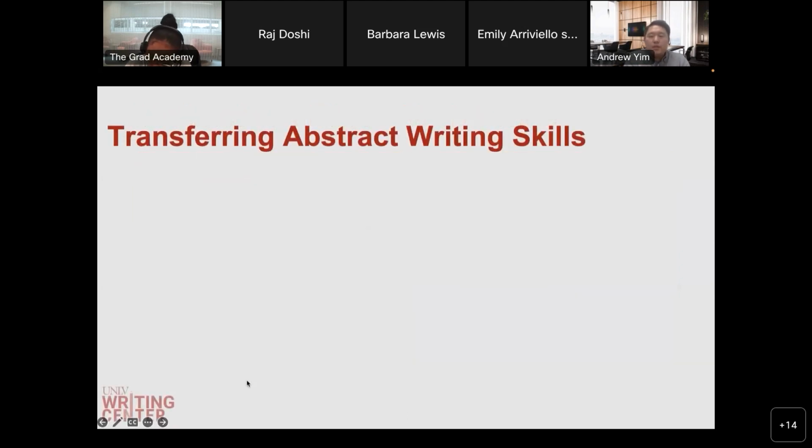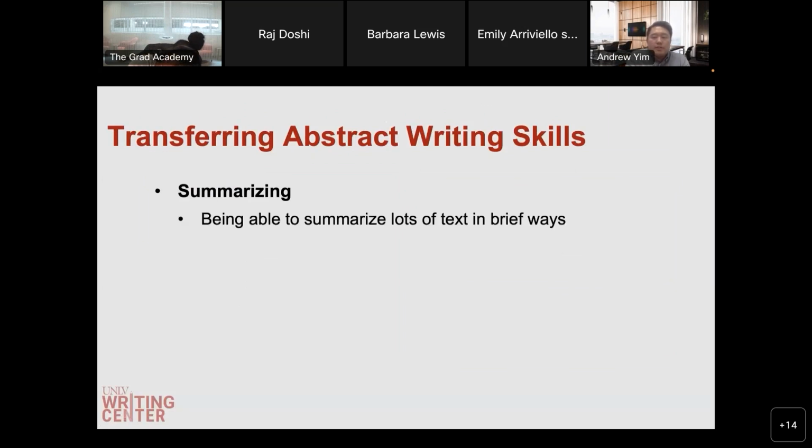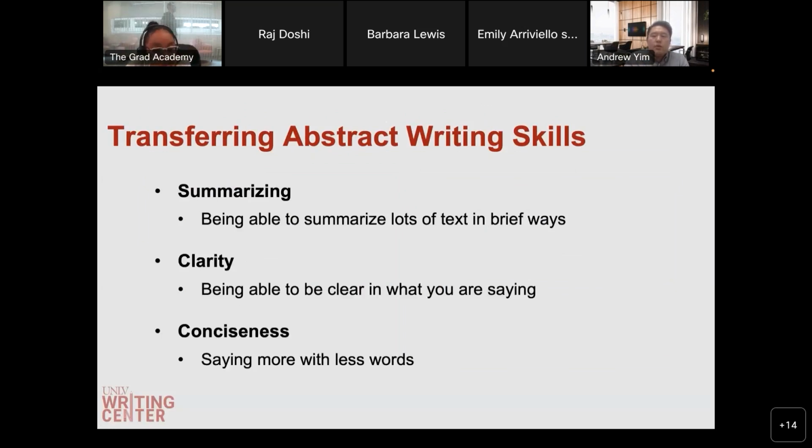At the end of the day, I'm going to give you the meat of abstracts. The importance of abstracts is you learn to summarize effectively. This is going to be a really good skill because you're going to learn to summarize all of your text in a very short amount of words. You're going to learn to be clear and concise about what you're actually saying. And finally, you're going to learn to say your abstract in fewer words.